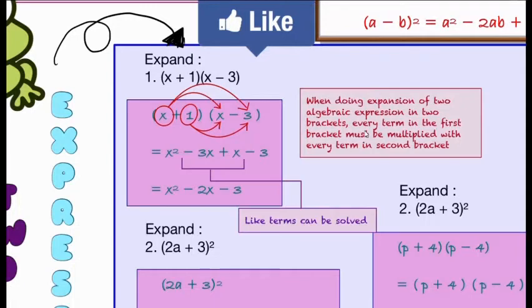So the answer, x squared minus 3x plus x minus 3. Since negative 3x and x are like terms, they can be solved. You can add the terms. Negative 3x plus x, you get negative 2x. So the final answer should be x squared minus 2x minus 3.